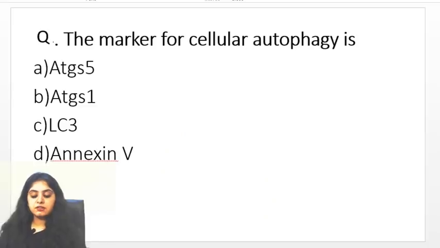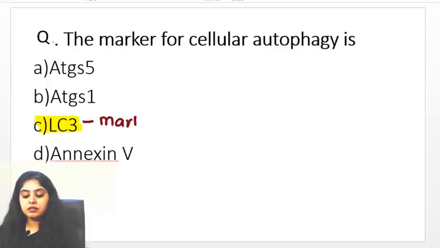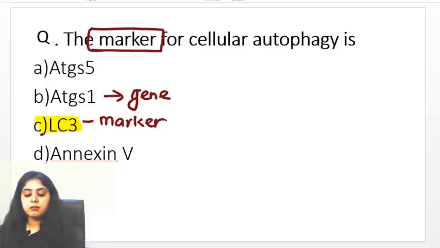Moving on, coming to the next one, the marker of cellular autophagy, simple one-liner. The marker of cellular autophagy is LC3. LC3 is the marker and ATG5 is the gene, okay? So don't get confused. Here they asked you marker is LC3, ATG5 is the gene.